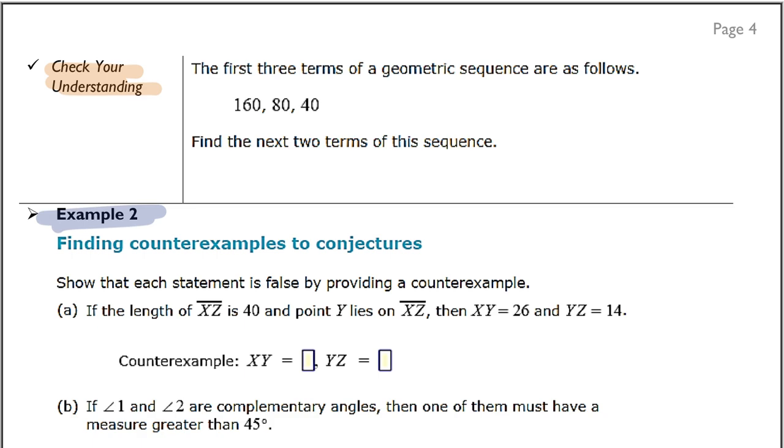So let's see if you can try this next one on your own, check your own understanding. So what would be the next 2 terms of this type of sequence? And I'll pause it here, or have you pause it here to try those.